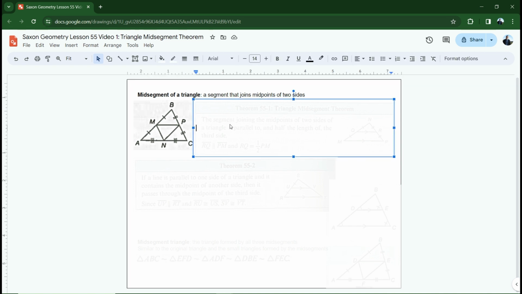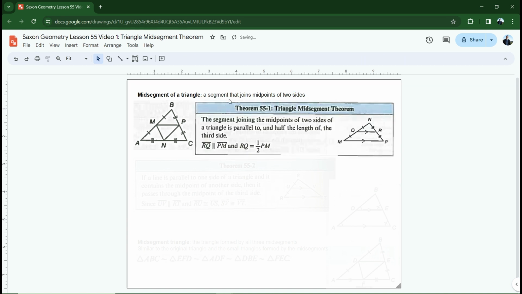The triangle midsegment theorem states that the segment joining the midpoints of two sides of a triangle is parallel to and half the length of the third side. So look at NM, Q is the midpoint, and PR is the midpoint. If I join QR, remember Q is on side NM and R is on side NP, it's going to be parallel to the third side and half the length of the third side. And that's what we have down here in our triangle midsegment theorem, the actual theorem written out at the bottom.